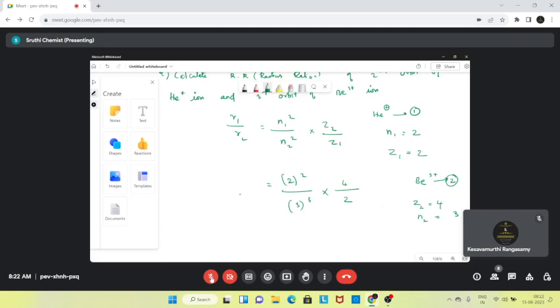Yes, students? The answer is 8 by 9. Ma'am, in the denominator it's 3 square. Yeah, it is 3 square. Sorry, I made a mistake. It's 3 square, so the answer is 8 by 9.